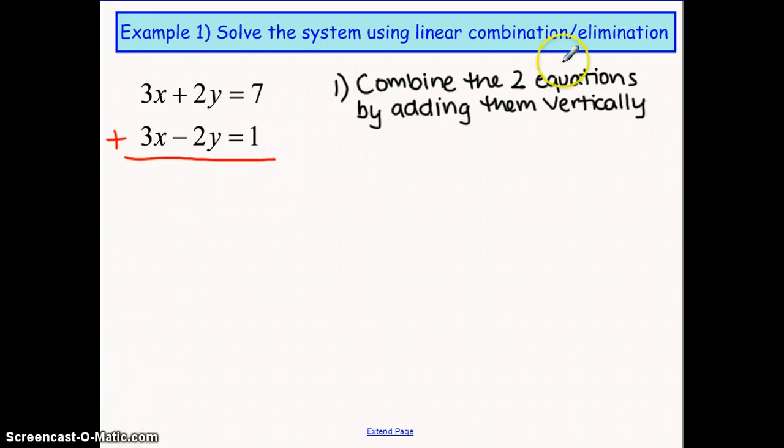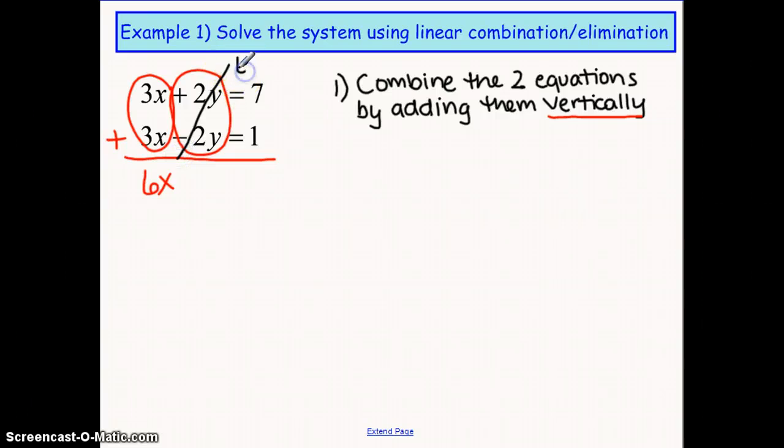When we add vertically, remember, we're talking about going up and down. We're going to add the x's, so we're looking at it this way. We're adding these like terms together, the x's, and that gives us a 6x. And then we're going to add together the y's. What happens here is, because the coefficients on the y's are opposites, so we've got a +2 and a -2, these are actually going to cross out.